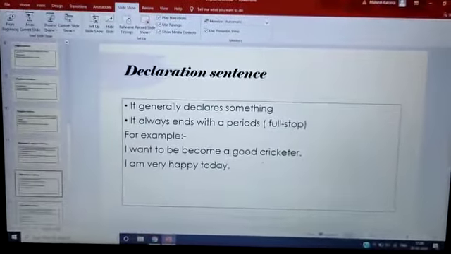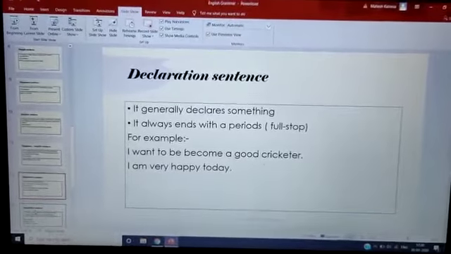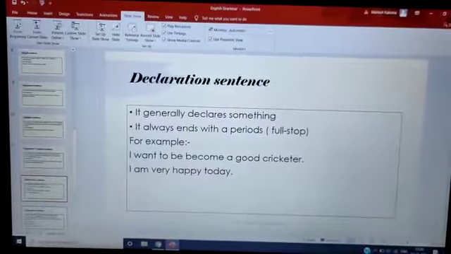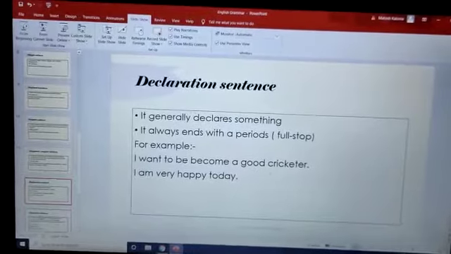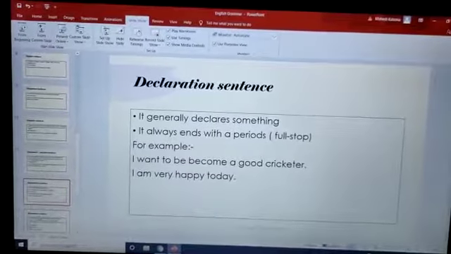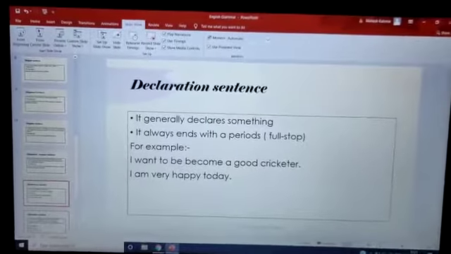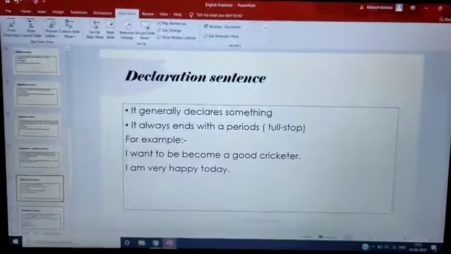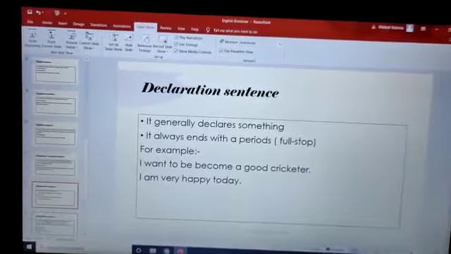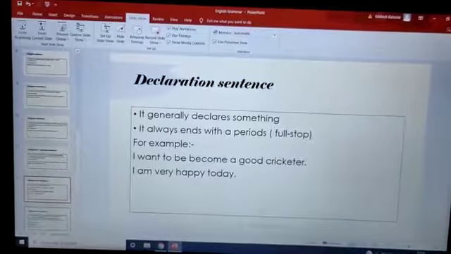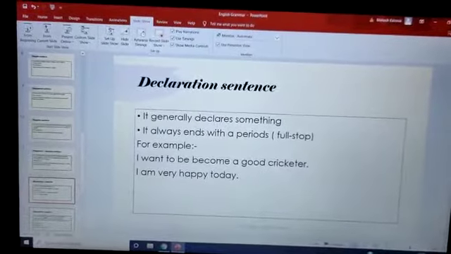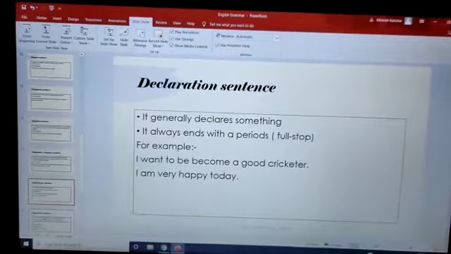Moving to our next sentence type, it is declarative sentence. A declarative sentence generally declares something. It always ends with a period, which means a full stop. If we check the example, I want to become a good cricketer, which is a simple sentence and it ends with a full stop. The next example is, I am very happy today.